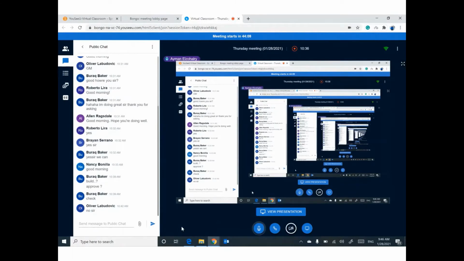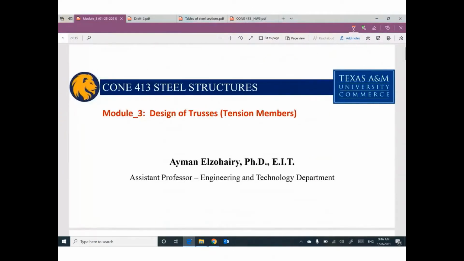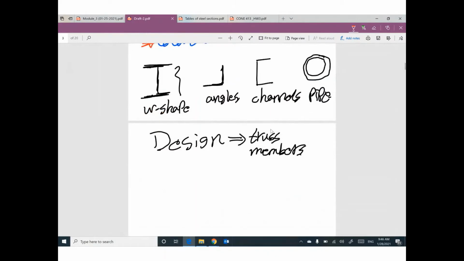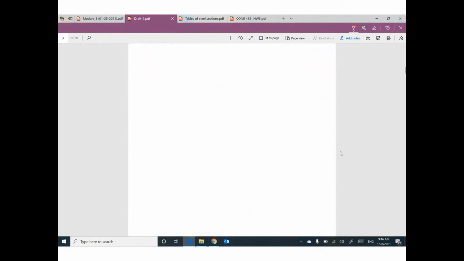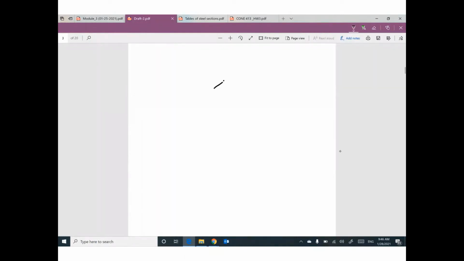So it's important to understand what is the whole story, and then we are doing parts of this story. Today, I'm gonna start to design trusses. Before starting to design and showing these details, I would like to remind you or give you information about the different parts of the truss.